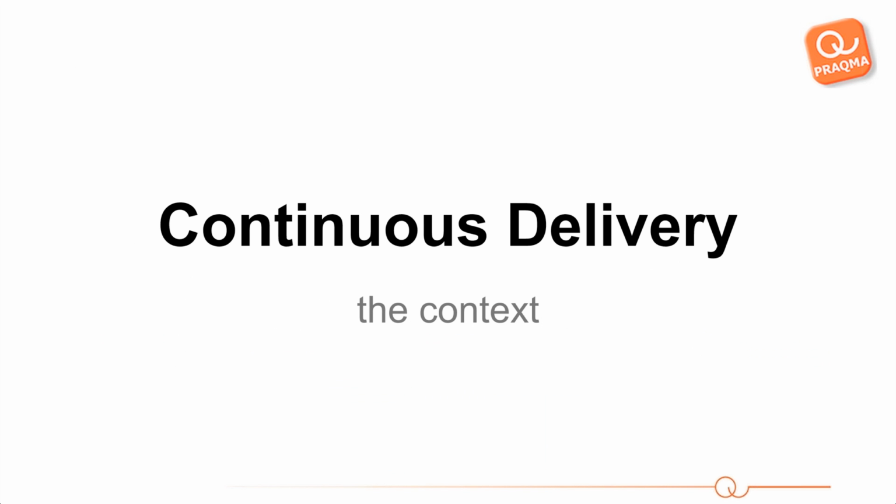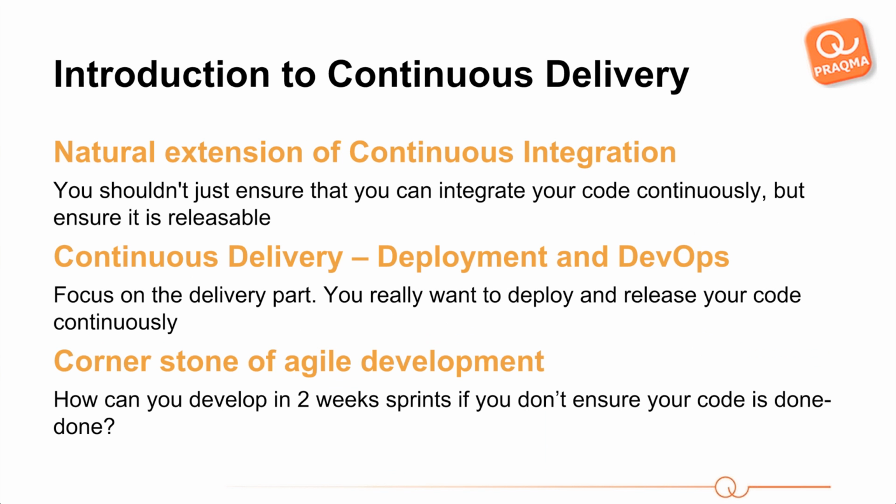Starting out with the context. Looking at the phrase continuous delivery, it seems that in the literature and on the articles that we find on the internet and the way that people talk about it, it can mean kind of three different things. The first of them is that it's a natural extension to continuous integration. It's kind of a step two from that part, where you have continuous integration, and then when you have achieved that, you go to continuous delivery. So you shouldn't just integrate, but you should also make it releasable.